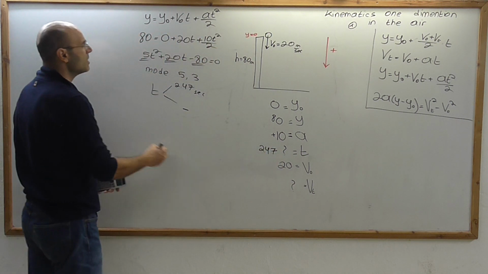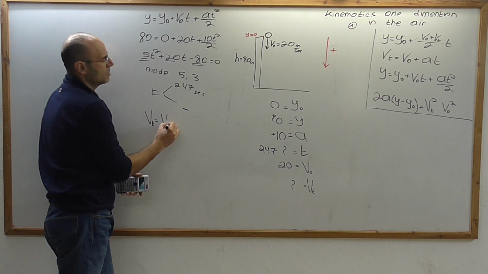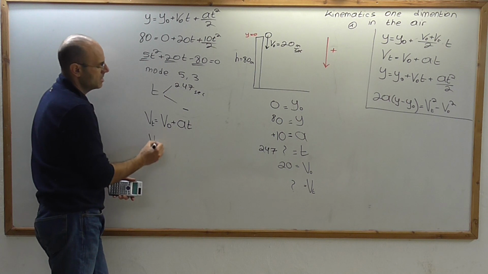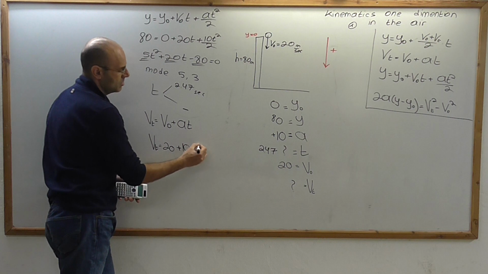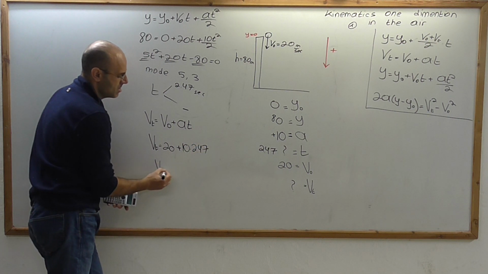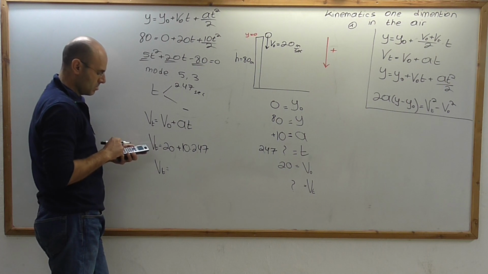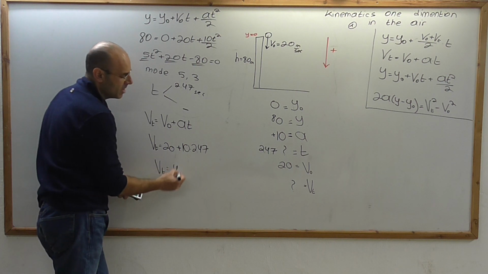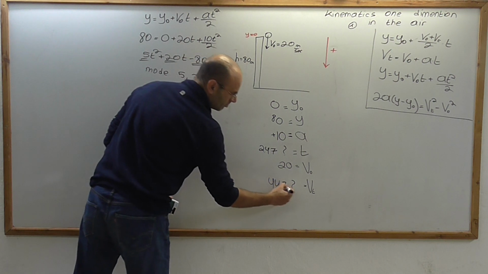So it's 2.47, sorry. Now let's find v final. Let's use this equation. Okay, so v final is v0, which is 20, plus a, which is 10, multiplied by 2.47. So v final is 20 plus 10 multiplied by 2.47. Obviously, 44.7.